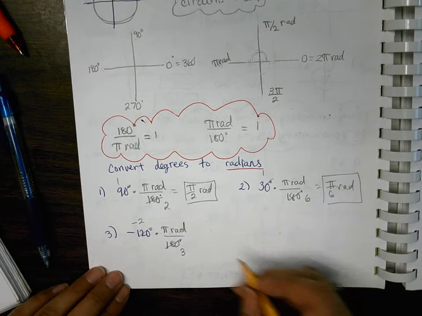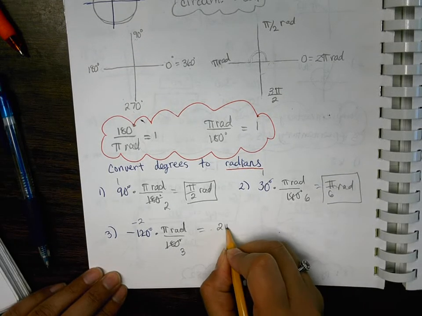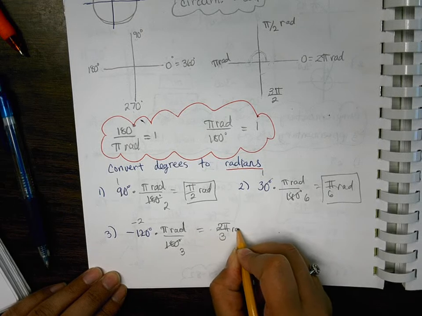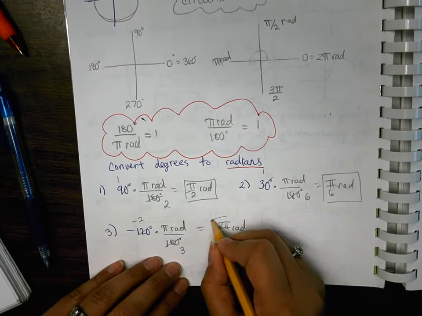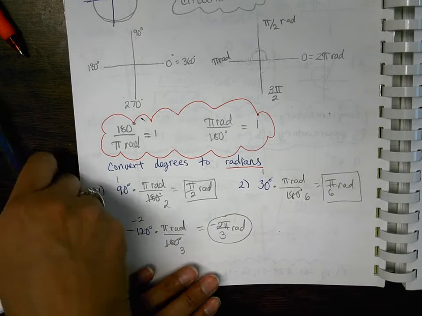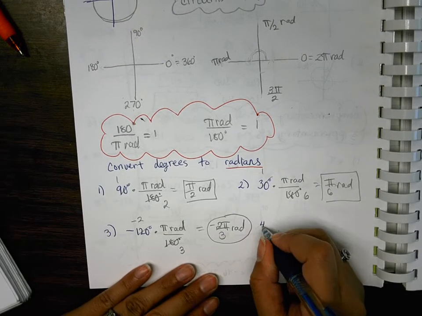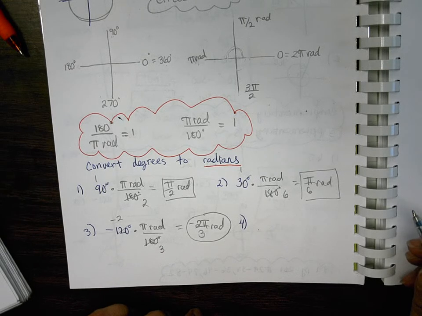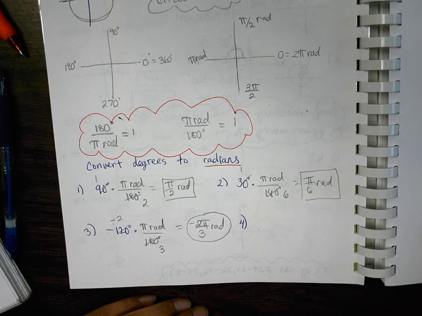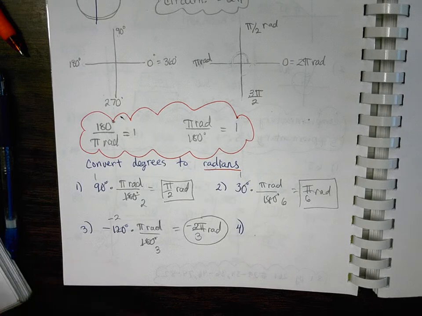And what's a big mistake kids make? They do this. 2 pi over 3 radians. Where did I mess up? My negative. Please don't go so fast that you forget your negative signs. Questions on 1, 2, or 3? Number... Oh, I don't have a number 4. We have more notes, but it's in a different title. All right.